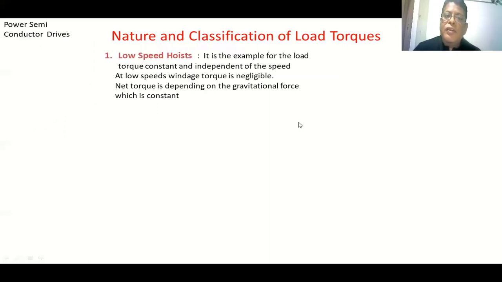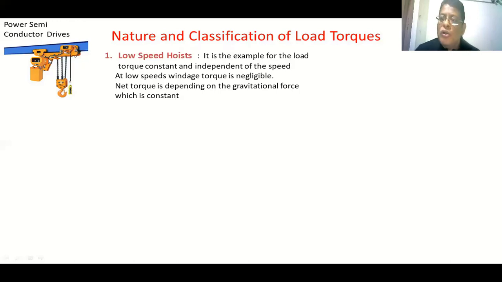Suppose we take the low speed hoist. This hoist is driven by a low speed motor. So whenever the speed of the motor is low, windage loss will be neglected. So the torque applied on the motor is only the gravitational force. The net torque depends upon the gravitational force, which is constant.